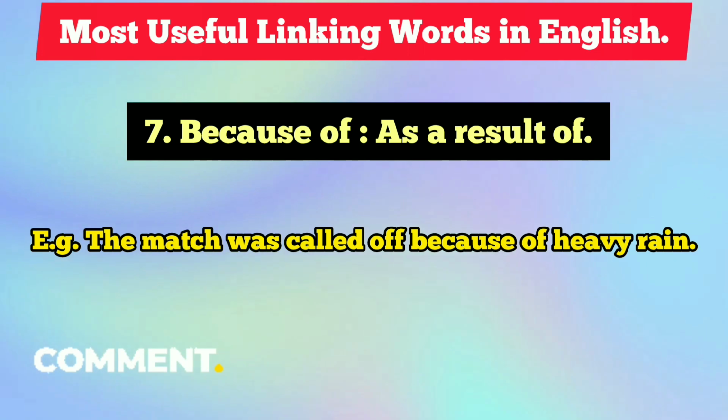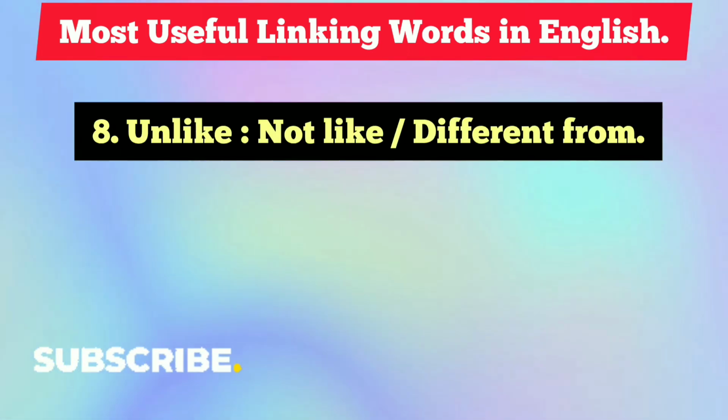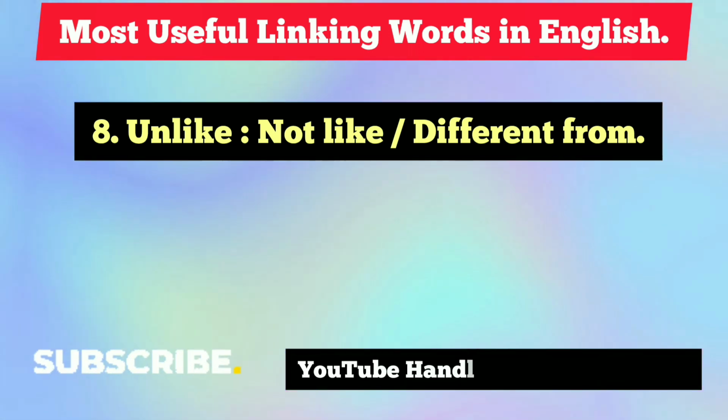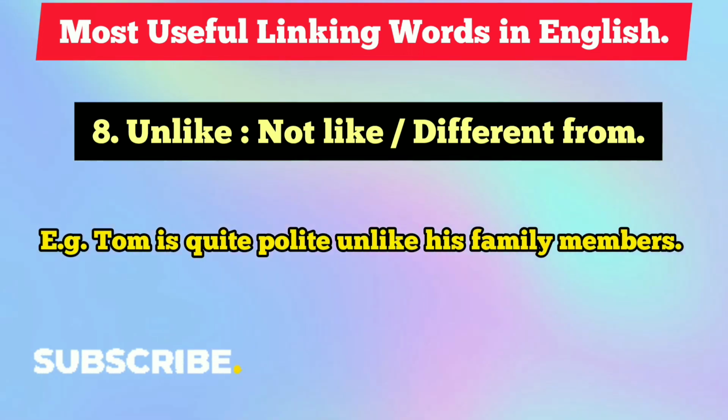Up next, we are going to dive into the last one, that is unlike. Unlike means not like or different from. So when something is dissimilar, that time we use this and join two ideas or two sentences. As you see, Tom is quite polite, unlike his family members. So unlike means he is different from his family members. So he is totally dissimilar. So I'm quite sure we have understood and we are joining here. Unlike helps us to express a contrast. So I'm quite sure it's clear.